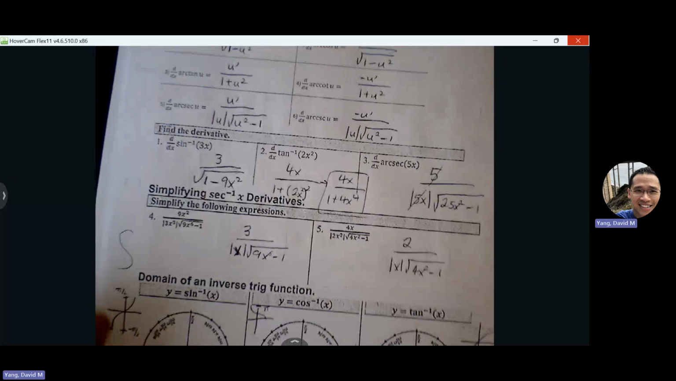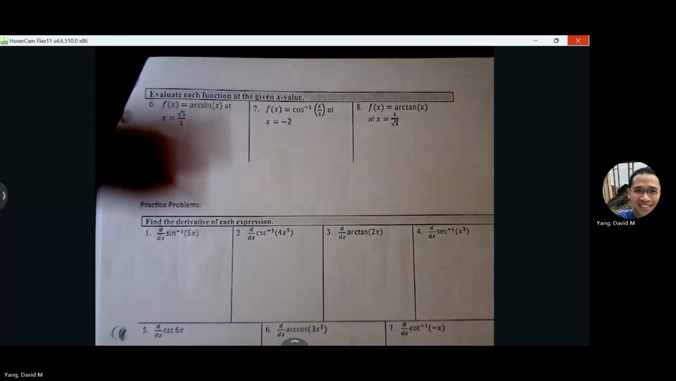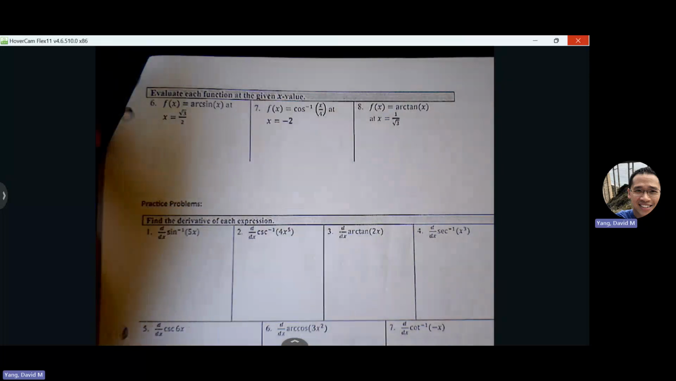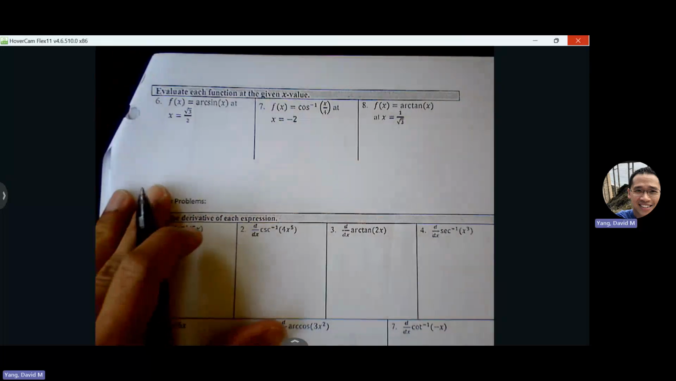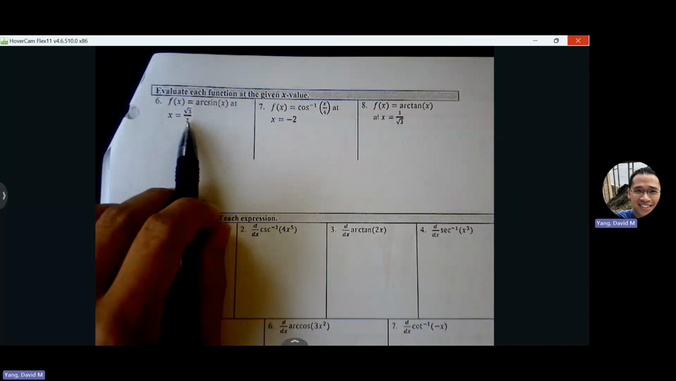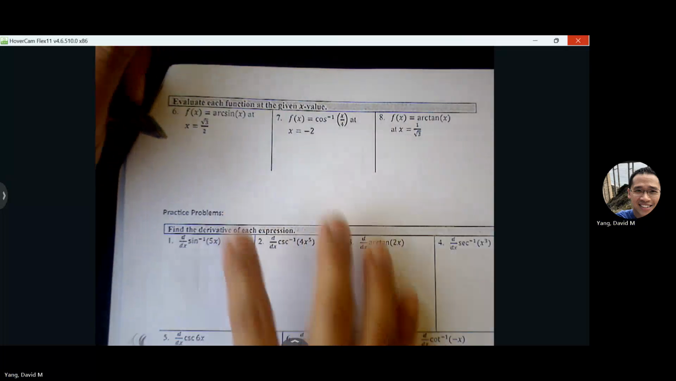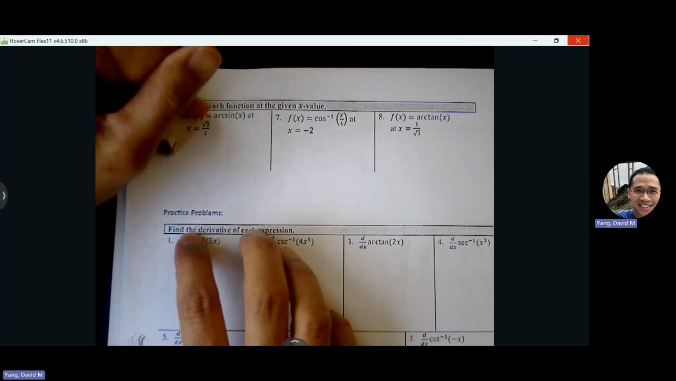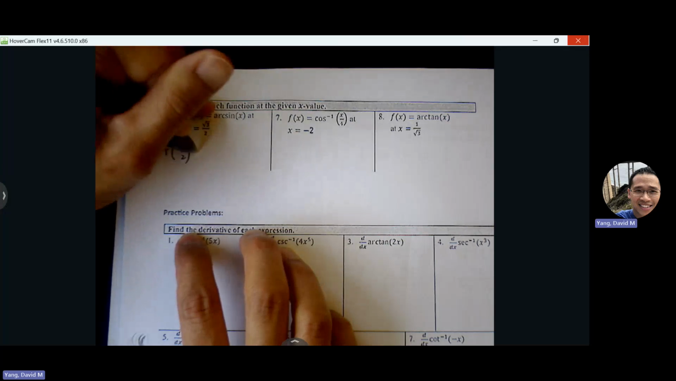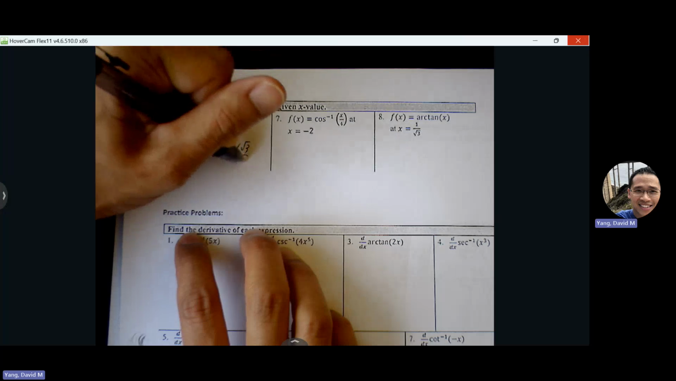All right, let's evaluate some inverse functions here. Now we try 6 through 8 here. We have arc sine of x. Evaluate the function at x equals √3/2. So this is just using unit circle knowledge here. So f of √3/2 is equal to arc sine √3/2.